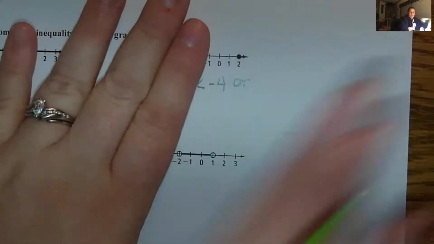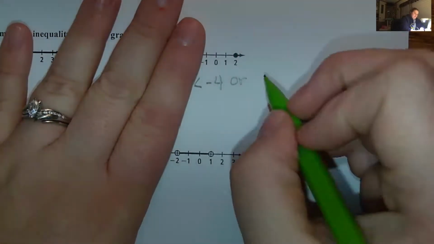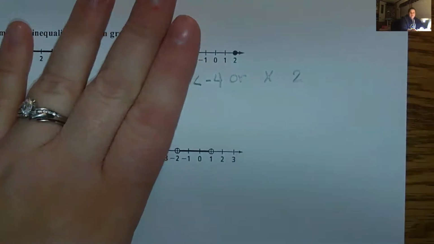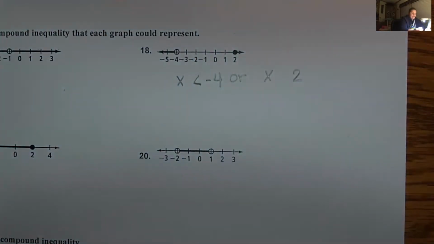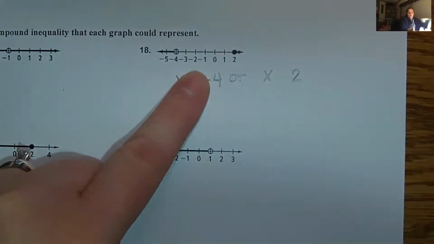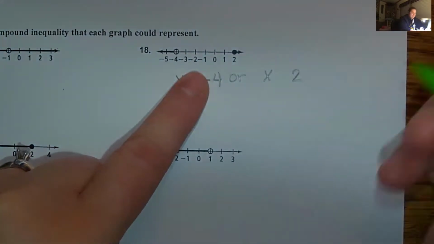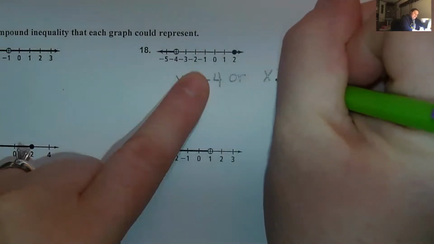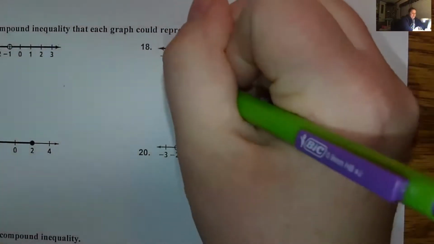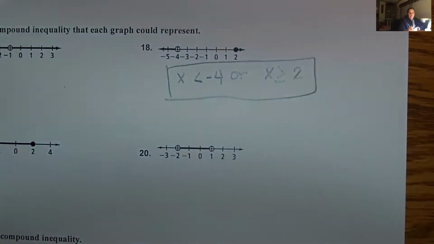Now take care of the other half of your graph. So I have an x and I have a 2. It's a closed circle, so I need that equal to underneath it. Now I have to decide, is this less than or greater than? It's greater than 2. It's going past 2, so it could be 3, it could be 4, it could be 5. So greater than or equal to, because it is closed, 2. And that is how you write your compound inequality.